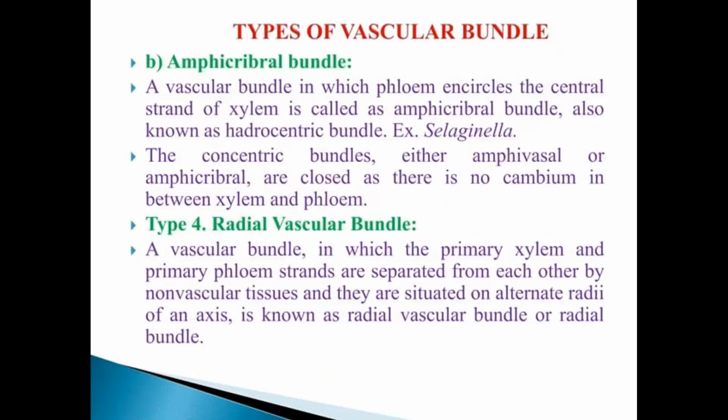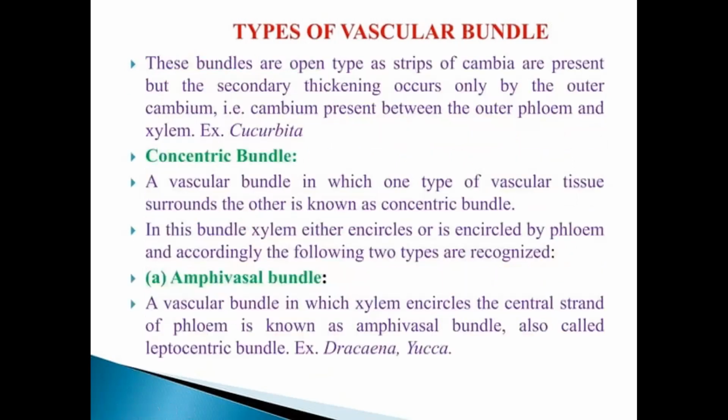So this type is called a concentric bundle. Again, here the concentric bundles are amphivasal, that is, a vascular bundle in which xylem encircles the central strand of the phloem. It is called an amphivasal bundle. It is also known as leptocentric. Lepto refers to the phloem at the center. So an example for this amphivasal bundle is Dracaena and Yucca.